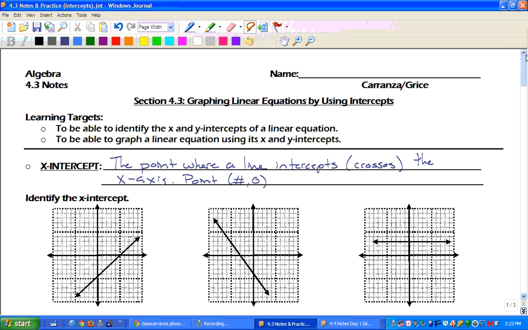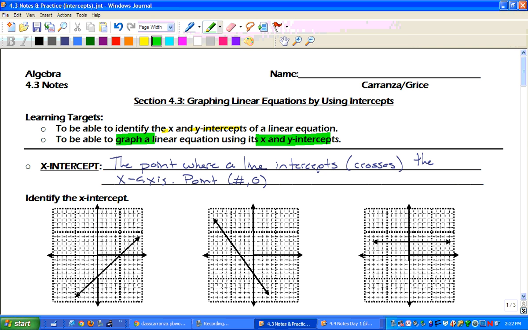Today we're talking about graphing linear equations by using intercepts. Our target today is that you are able to identify both the x and the y intercepts of a linear equation and to be able to graph a linear equation using only the x and y intercepts.